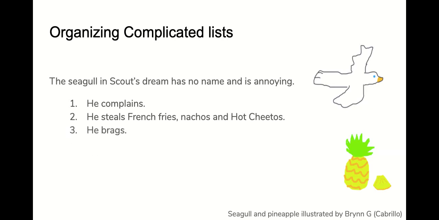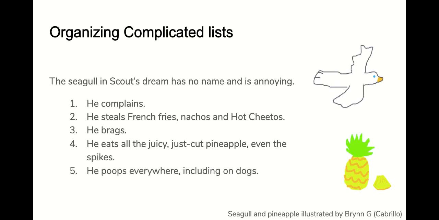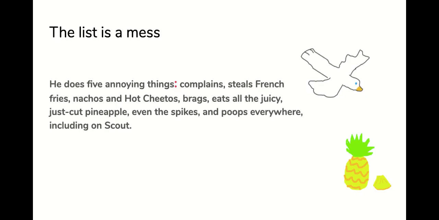He brags. He eats all the juicy, just cut pineapple, even the spikes. He poops everywhere, including on the dogs. So this seagull is truly annoying. He does so many things. And what I want to do is I want to put all these things into a really well-organized sentence using commas, okay? So here's what that's going to look like.